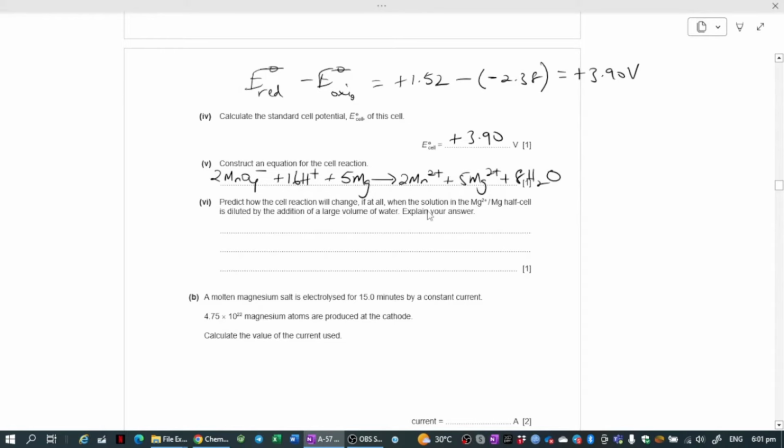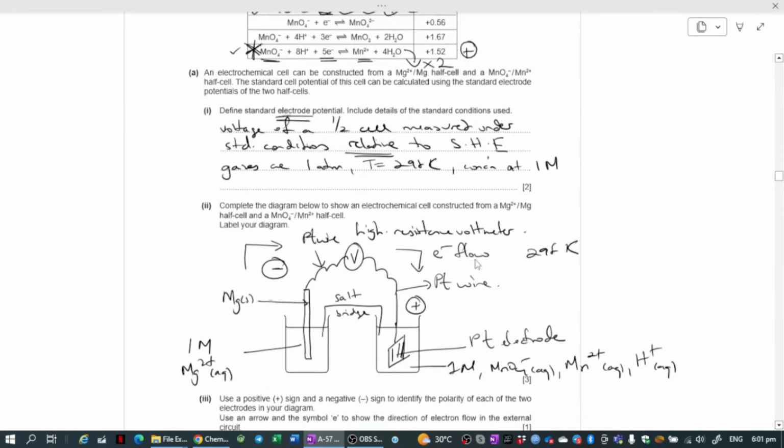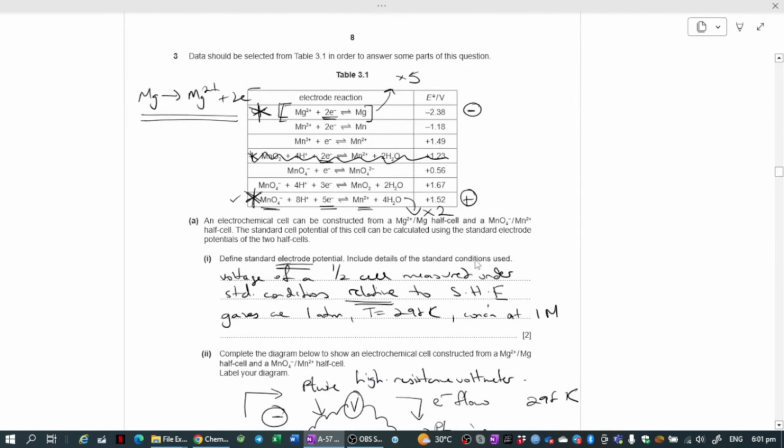Now this question says, predict how the cell reaction will change, if at all, when the solution in the Mg2+ magnesium half cell is diluted by the addition of a large volume of water. So what happens if we dilute this? If we go back to the cell reaction here, if we dilute the solution, it means the concentration of magnesium 2+ is actually getting less, right? Now, if it's getting less, what does this mean?